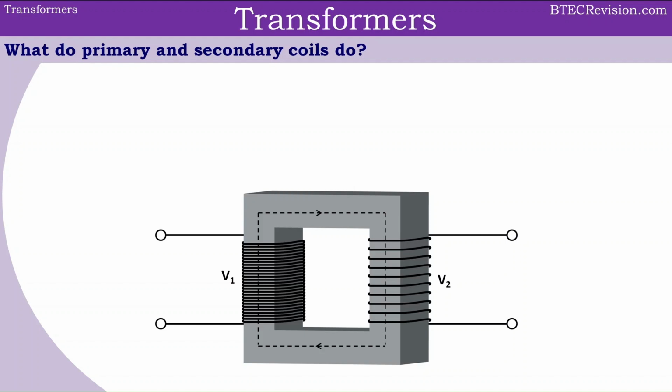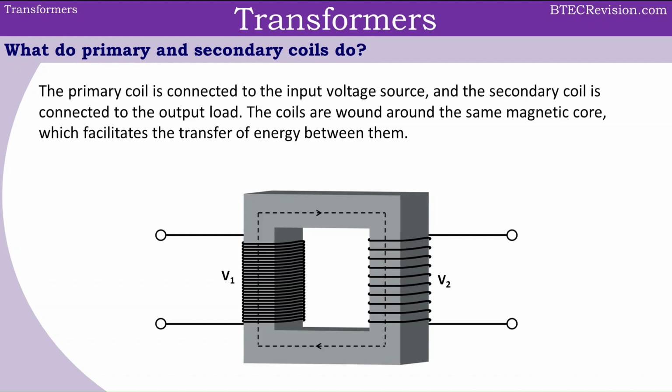We can start by looking at what the primary and secondary coils do. Looking at the left side of this transformer, we have the primary coil on the left and the secondary coil on the right. The primary coil is connected to the input voltage and the secondary coil is connected to the output load. The coils are wound around the same magnetic core, which facilitates the transfer of energy between them.